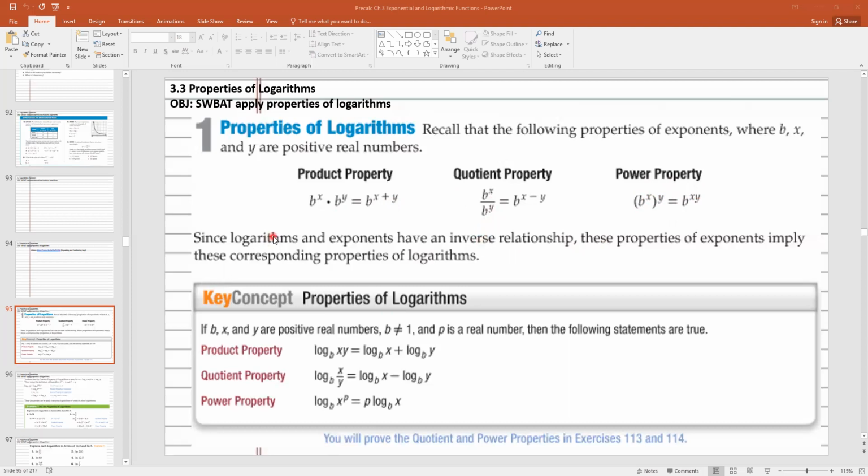All right. Now, it's really similar to its inverse, which is logarithms. So the properties of logarithms are similar. The product property is where you have the log base b of two numbers that you're multiplying together is the log base b of x plus log base b of y. So it's like they're together and then you separate them.